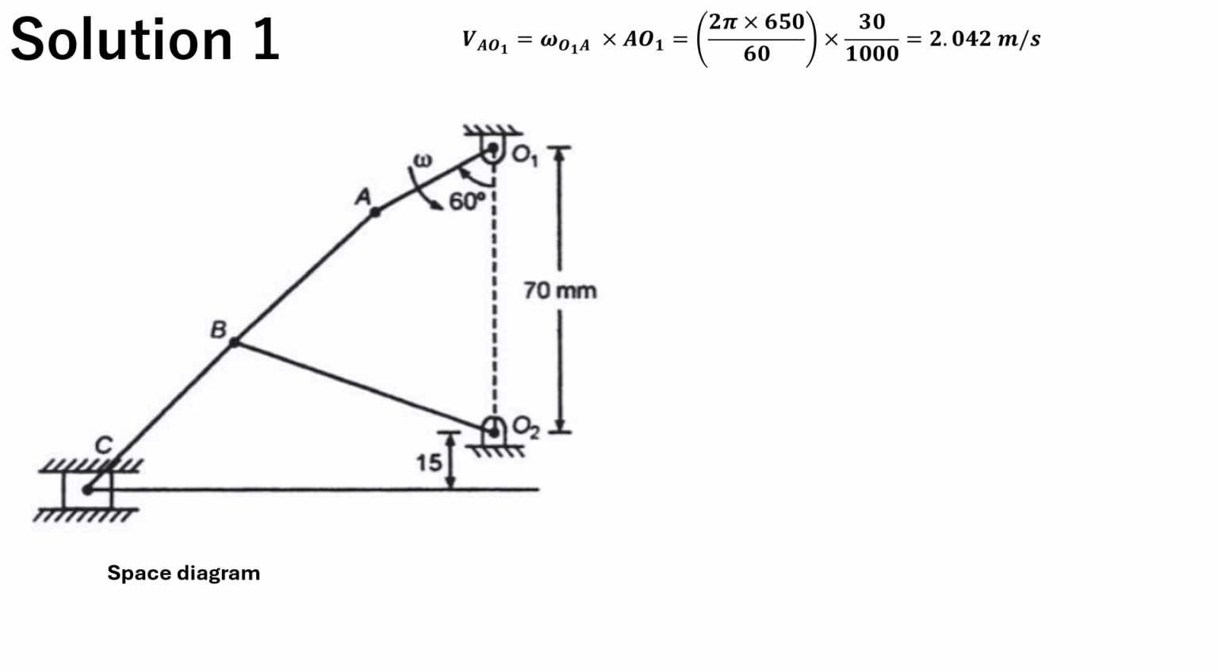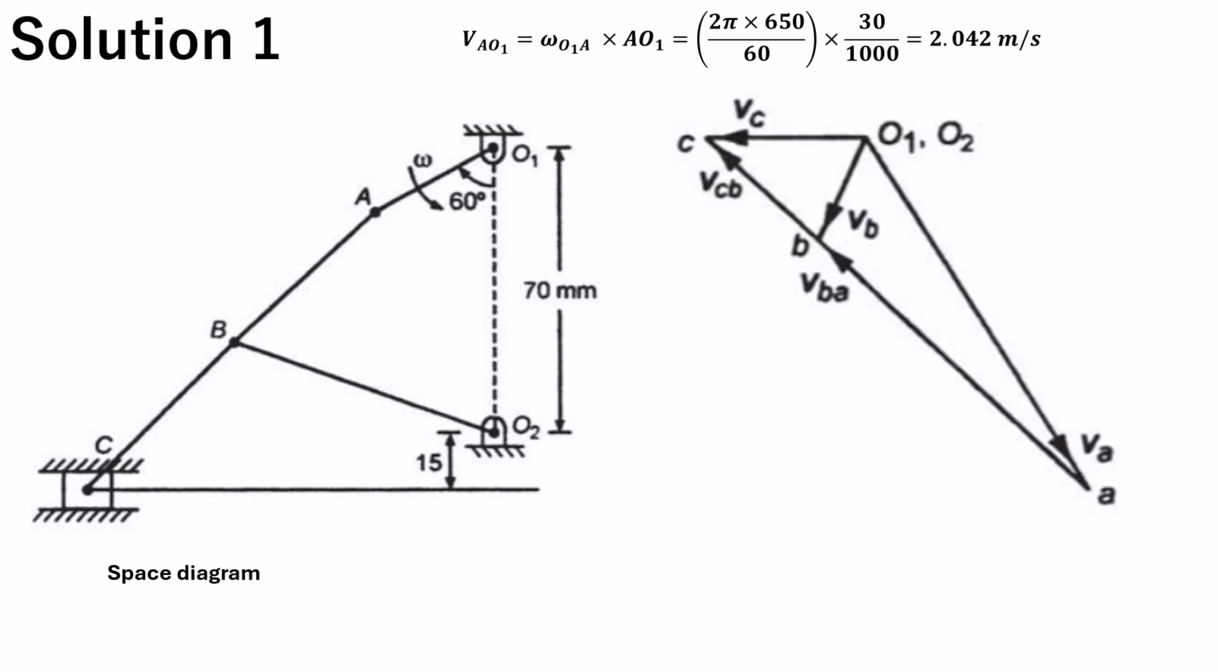Once we've done that, then we need to draw the velocity diagram to scale as shown, and I'm going to walk you through how we do that. So first thing we select is the fixed points O1, O2, and with the magnitude of the velocity of the prime moving link AO1, which is given as 2.04 meters per second, we draw the velocity vector of A perpendicular to the link AO1 as shown.